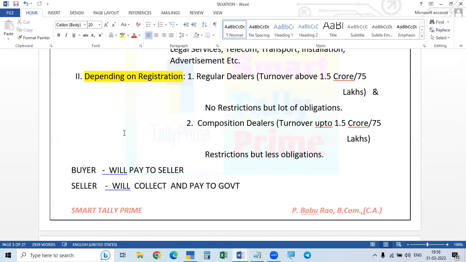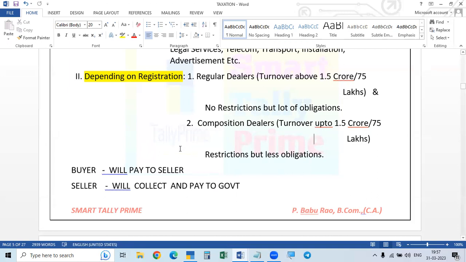What is the amount they have to pay? I told you, under the composition scheme, the dealers are manufacturers or traders. The manufacturers or traders have to pay 1%. Note down. If you want anything, note down and watch the video again, you will understand. Previously it was traders 1%, manufacturers 2%. Now both are the same. Manufacturers and traders have to pay 1% of the turnover, that is, of the sales.